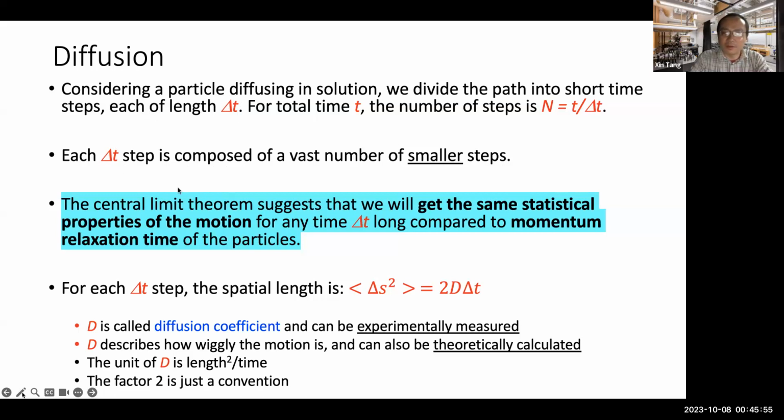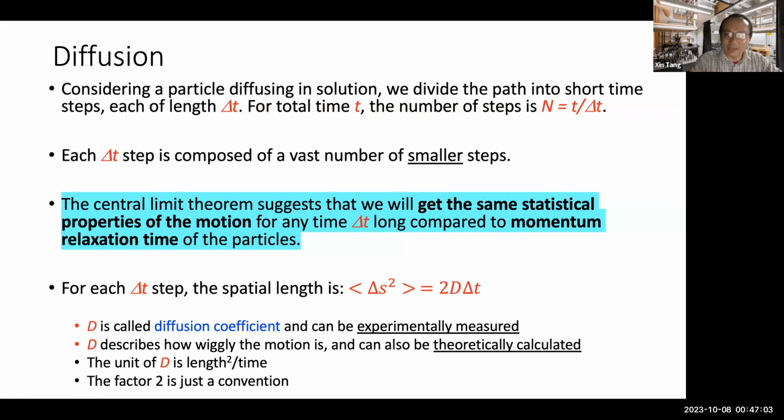However, based on the central limit theory, we can know that we get the same statistical properties of the motion for any delta t, if this delta t is long enough compared to the momentum relaxation time of the particle. What does this mean? This means we ignore the detailed mechanical contact between the particles, and let the detailed mechanical contact be included in all the delta t. Within every delta t, you have many of those mechanical bumping and relaxation events. So each delta t has enough number of small t, and they all contain all those mechanical events.